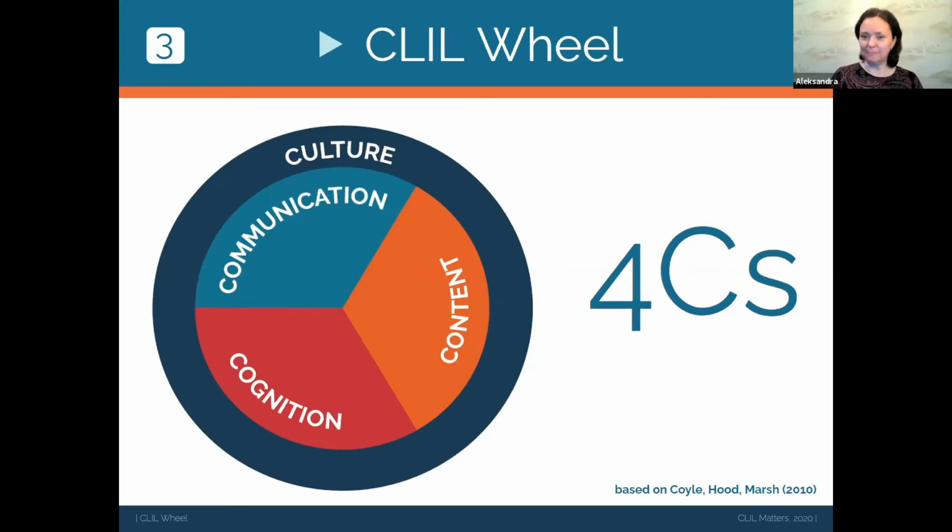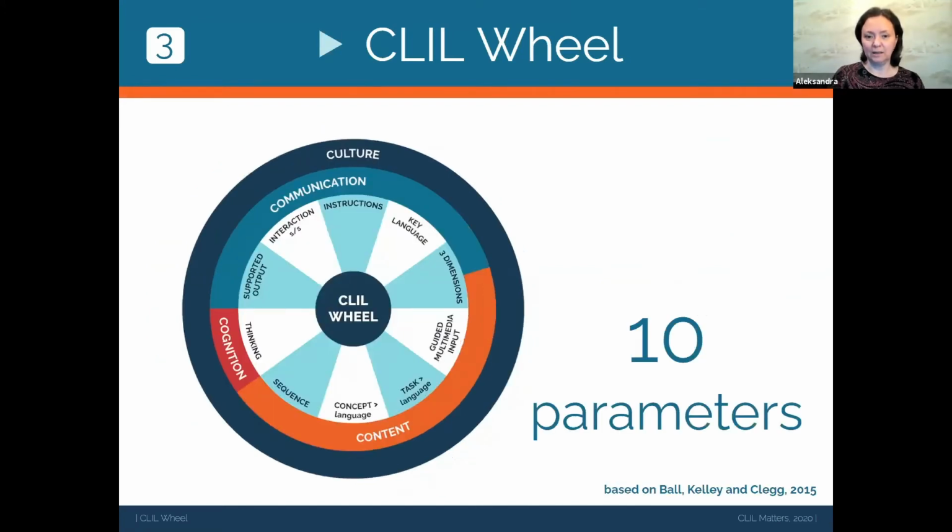And with this model of the 4 Cs, I would like to integrate it with the so-called CLIL parameters from the book of Ball, Clegg and Kelly from 2015, Putting CLIL into Practice. They don't talk about the 4 Cs, they talk about 10 CLIL parameters. I thought of combining them in this graphic form of a wheel as something that I can use in teacher training, and teachers can use when they prepare their lessons.